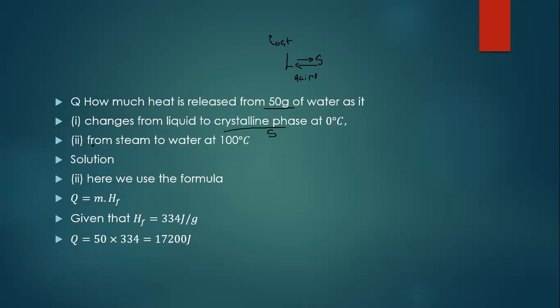We have also been asked another question: from steam to water at 100 degrees, how much heat is released? There is this word released or lost. So on part 1, here we have the formula: heat is equal to mass times the heat of fusion. Why are we using heat of fusion? Because fusion is dealing with melting.